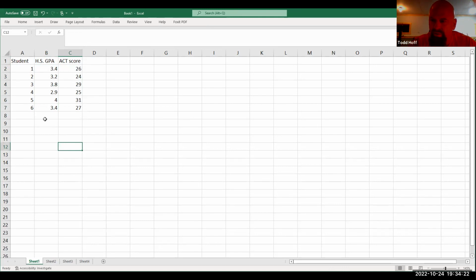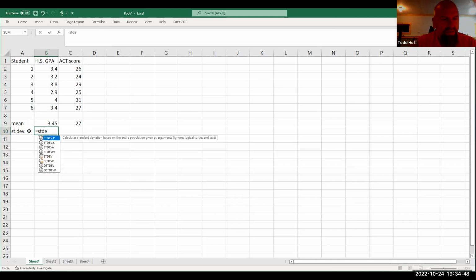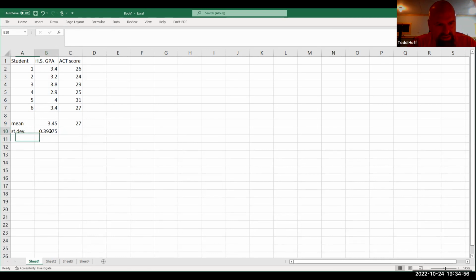Now notice the formula was z-score. So remember, to find a z-score, we have to know the mean. So we're going to find the mean for each of these. So the mean high school GPA is 3.45. The mean ACT score is 27. Then we need to find the standard deviation for each. And these are samples. So the sample standard deviation there is 0.39875.